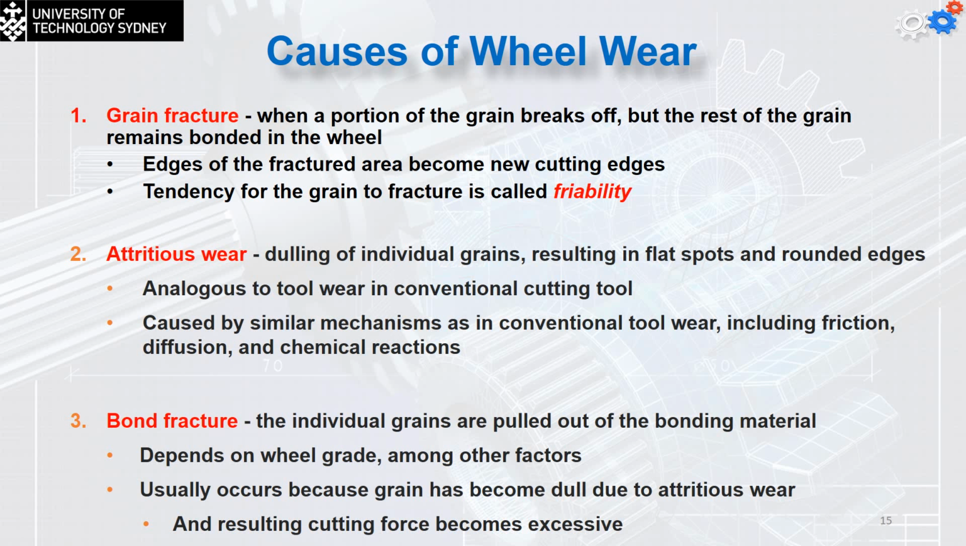And the last cause of wheel wear is bond fracture. The individual grains are pulled out of the bonding material. This depends on the wheel grade among other factors. It usually occurs because the grain has become dull due to attrition wear, resulting in the cutting force becoming excessive.